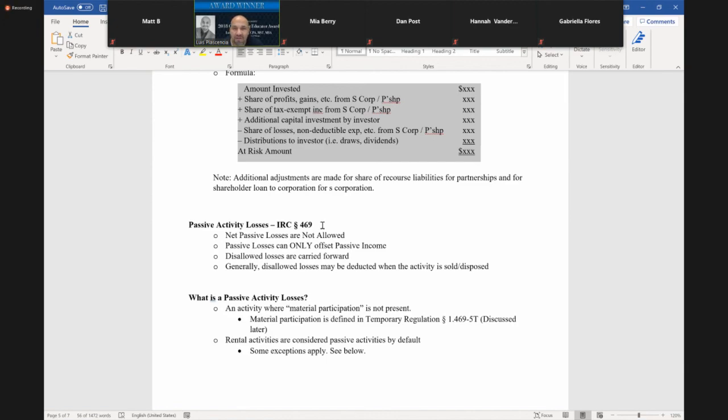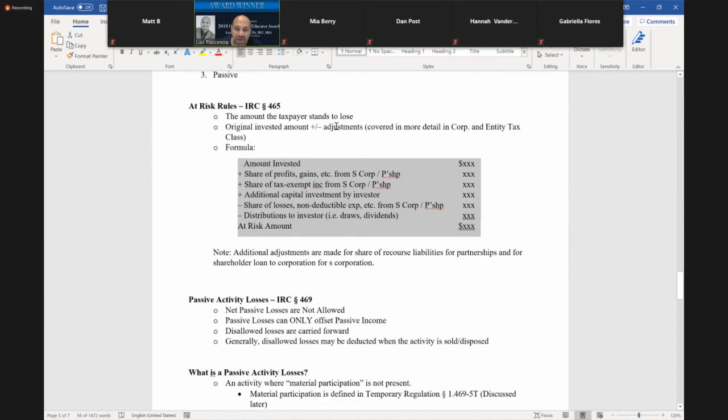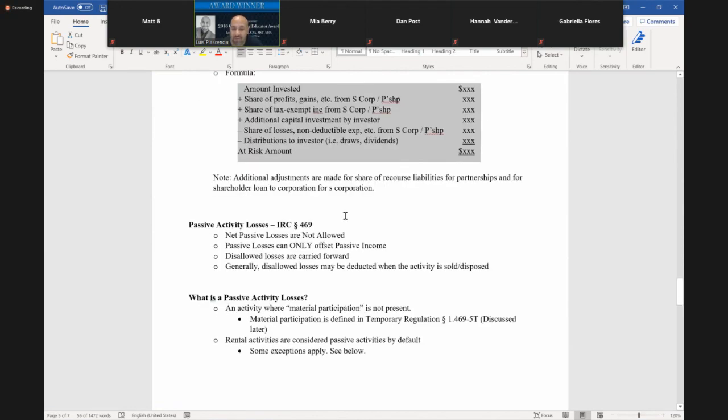So now we've got two rules here that were set in place to curb some of these tax shelter rules. Rule number one, did the investor put in enough money? How much did the investor stand to lose? Okay, they have enough to stand to lose. Second rule is, did they materially participate? Did they participate in the investment enough where it's not considered passive? Depending on the answer here, then they may be able to take the deduction. If it's a passive activity, they can only deduct passive losses against passive income. No net passive activity losses are allowed.